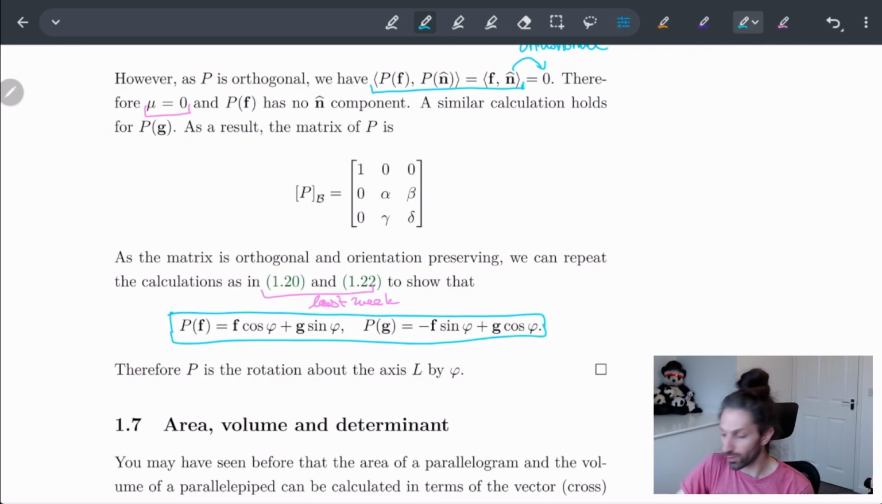So we'll stop this video here. It's way too long anyway. And in the next video, we're going to talk about area, volume, and determinant. So I will see you then.